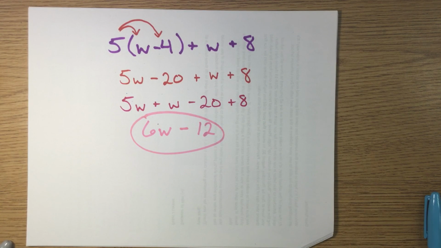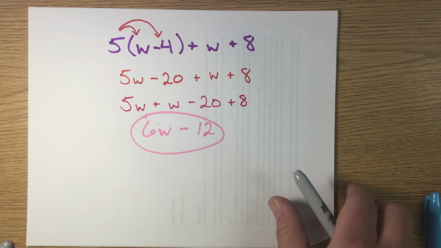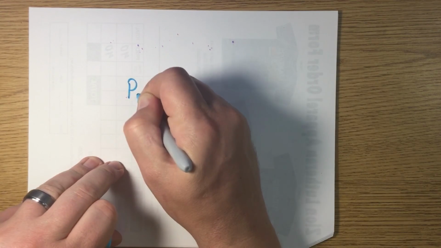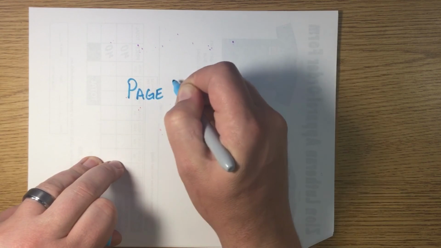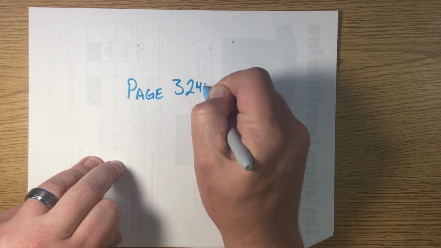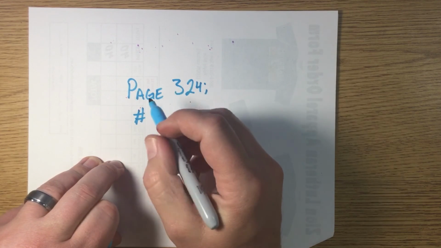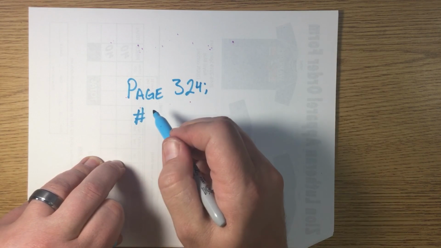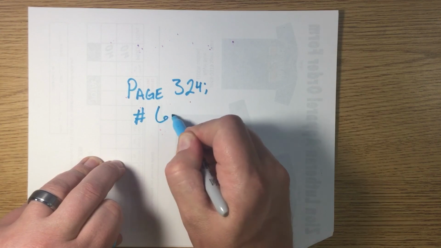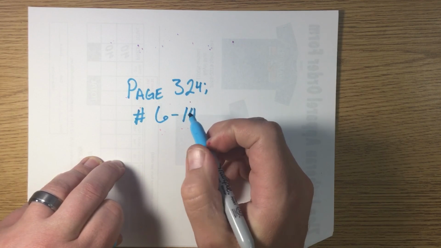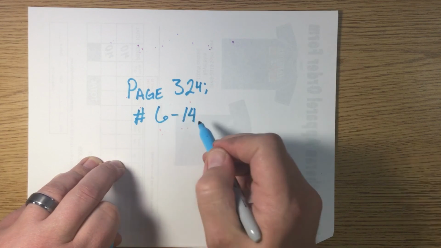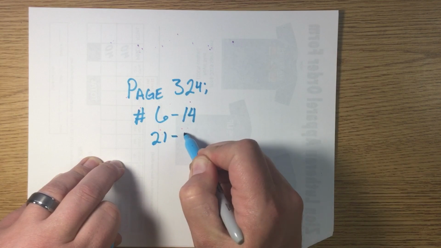There we have it. In example 4, I'm going to have you please read through that one on your own. That is some more of the same stuff, but they use some other formulas as well. So let's move on to our homework now. I'd like you to please do, on page 324, the numbers 6 through 14 and numbers 21 through 25.